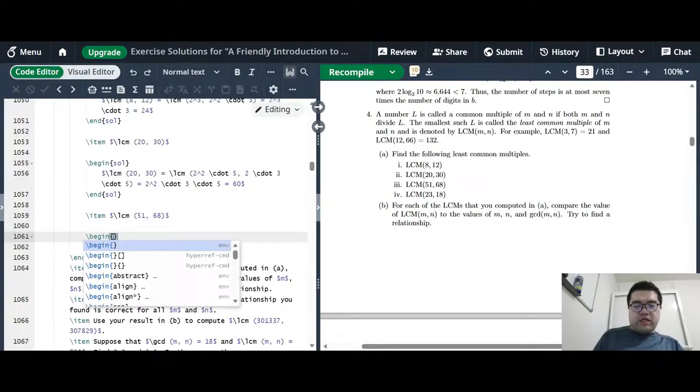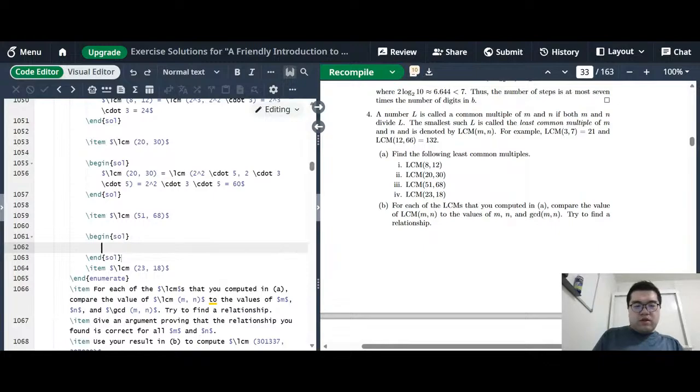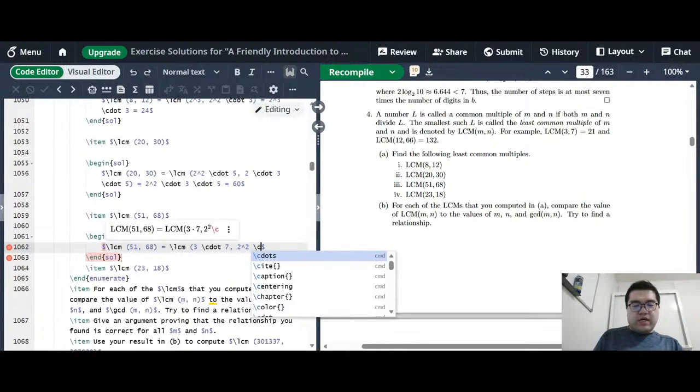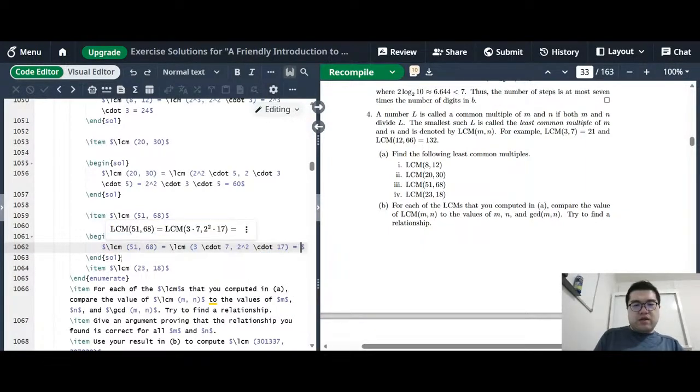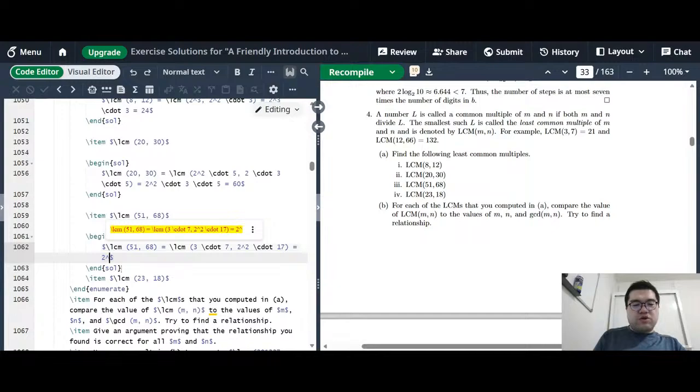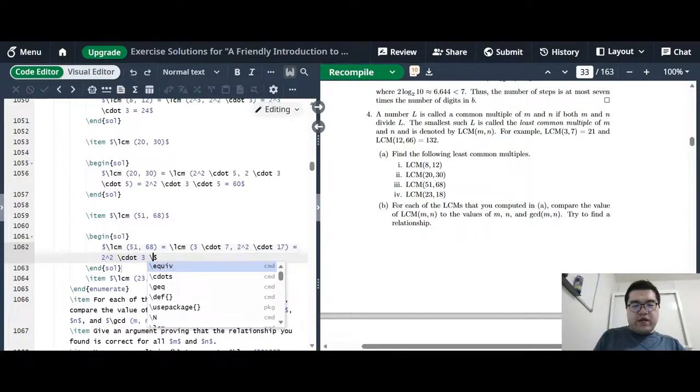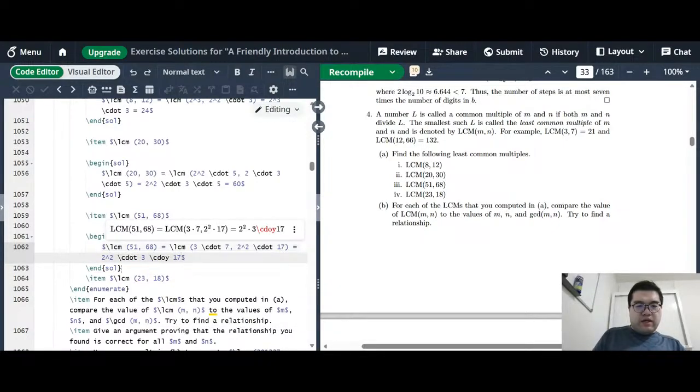Next we have 51 and 68. So let's see. The LCM of 51 and 68 is going to be equal to the LCM of, what is 51? That's 3 times 17. And then the next one is 4 times 17, or 2 squared times 17. To give us the minimum, we need 2 copies of 2, 1 copy of 3, and 1 copy of 17. And then again, 3 times 17 is 51, times 4. That's going to give us 204. And we actually found the answer quickly.